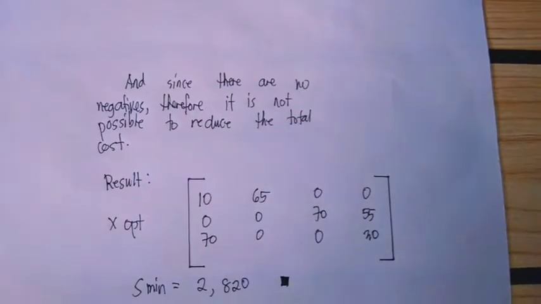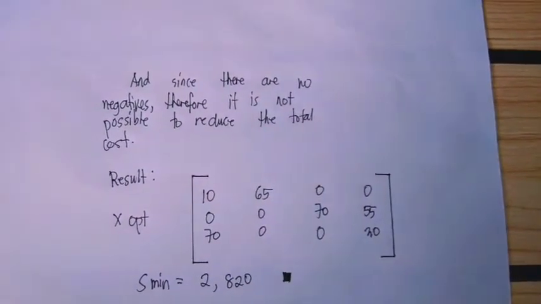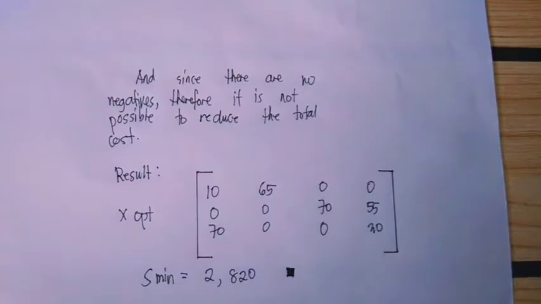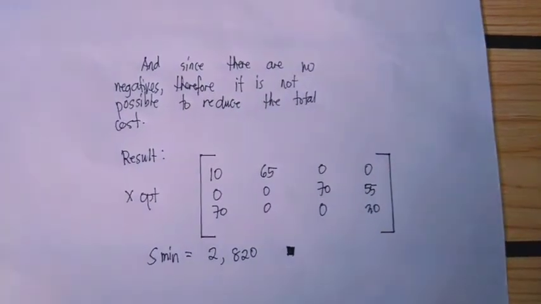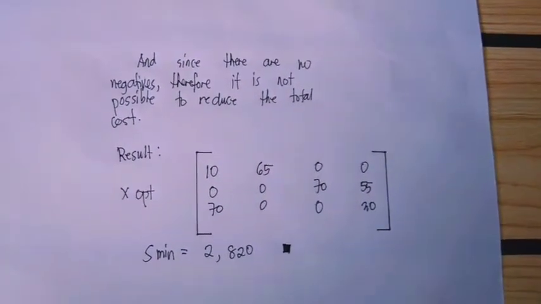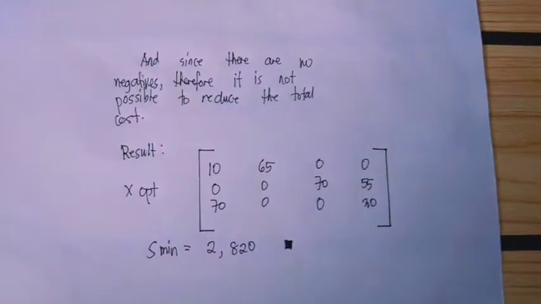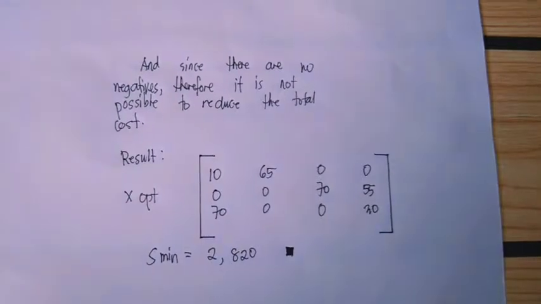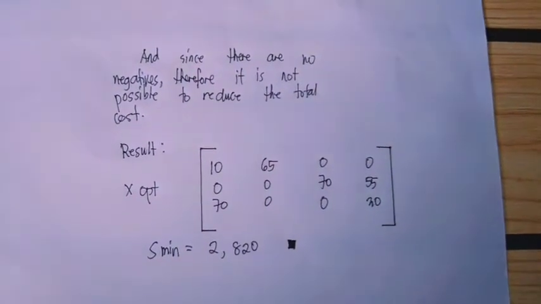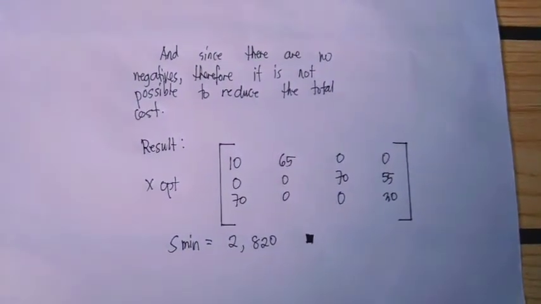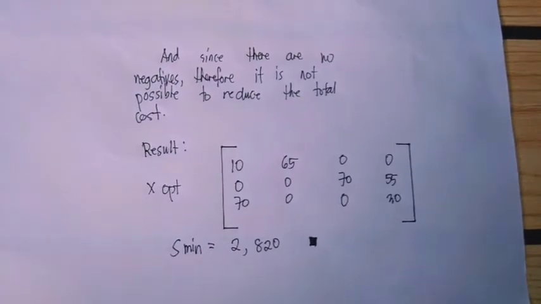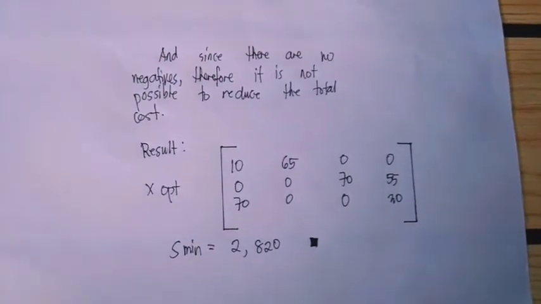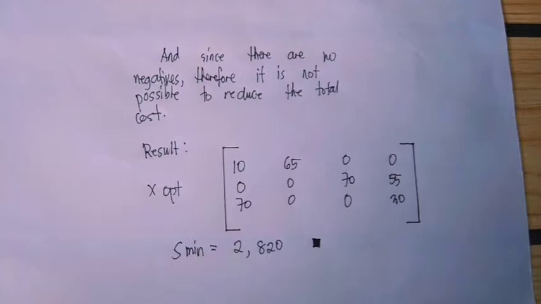And since there are no negatives, it is not possible to reduce the total cost. Result, X optimum: we have 10, 0, 70, 65, 0, 0, 0, 70, 0, 0, 55, 30. So our minimum delivery cost is 2,820.